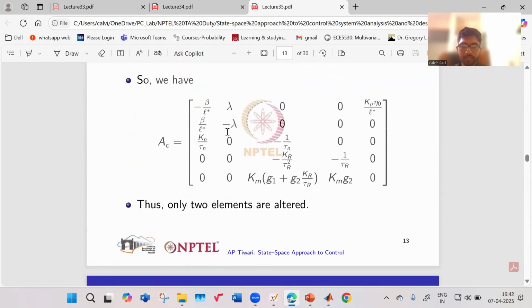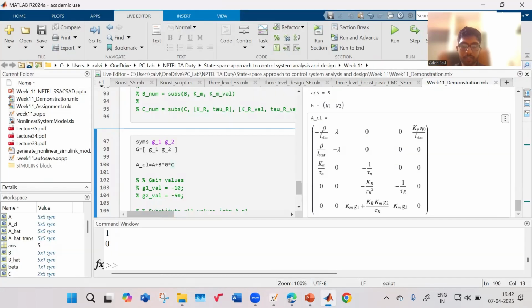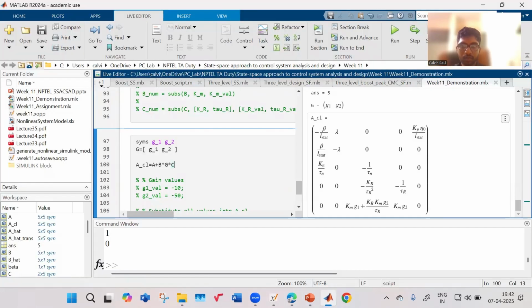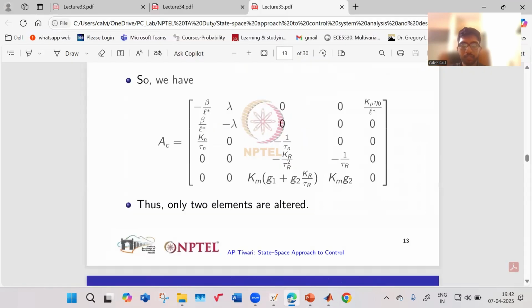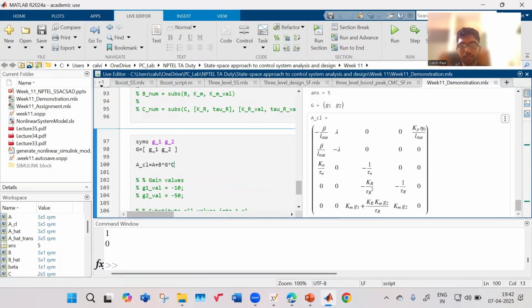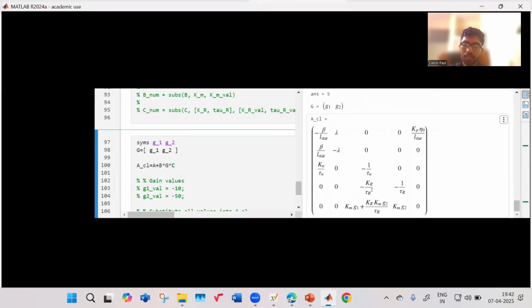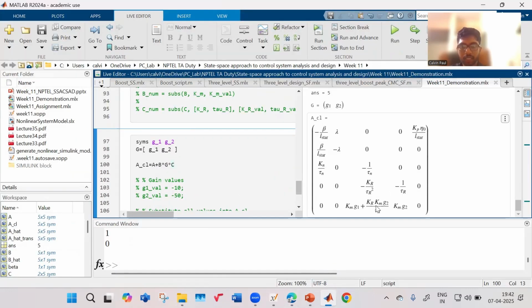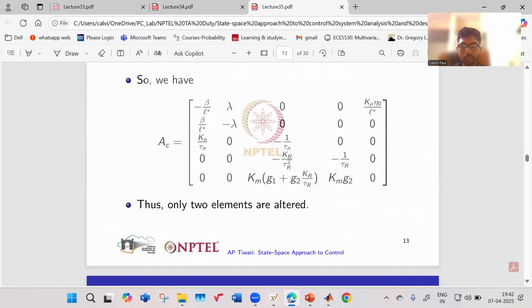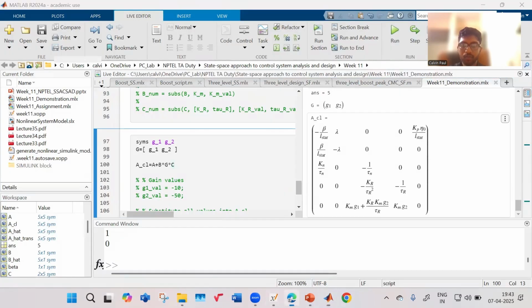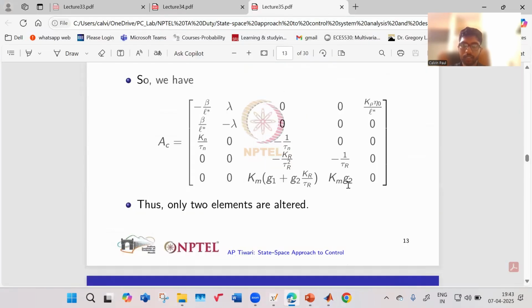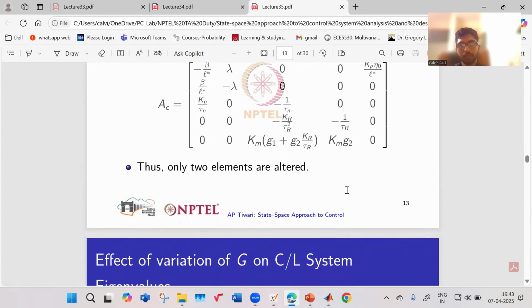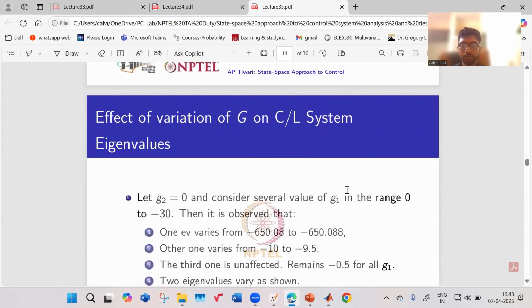This is the overall closed loop matrix. Let us just verify. Minus beta upon L star, lambda, 0. KP beta naught upon L star. Beta upon L star, minus lambda, 0, 0. K upon tau n 0, minus 1 upon tau n, 0, 0. 0, 0, minus KR upon tau r square, minus 1 upon tau r, 0. Then 0, 0, K into G1 plus KR into K into G2 upon tau r. And then K into G2, 0. So only these two elements are altered. Only these two elements are altered by the output feedback which we have considered.